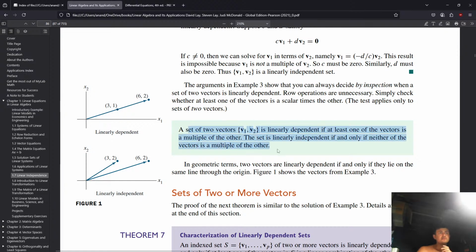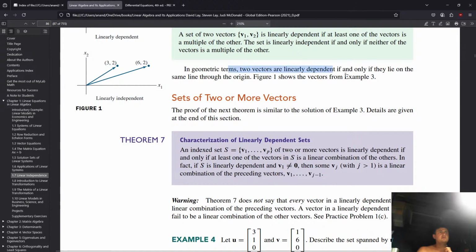Okay, a set of two vectors is linearly dependent only if one is a scalar multiple of the other. A set is linearly independent if and only if neither of the vectors is a multiple of the other. If they lie on the same line through the origin.